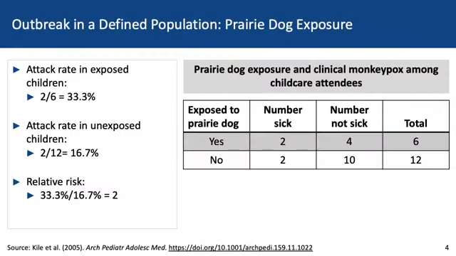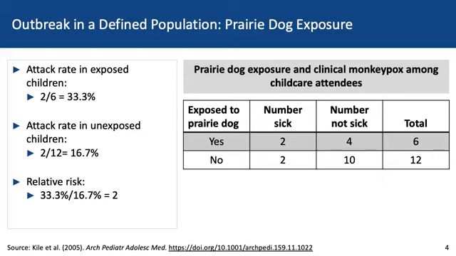Here's an example from the monkeypox outbreak in prairie dogs that we've been going back to throughout this module. On the right, we have a table of prairie dog exposure and clinical monkeypox around childcare attendees. This table shows whether or not people were exposed to prairie dogs, and among people who were and weren't exposed, the number who got sick, the number who weren't sick, and the total number.